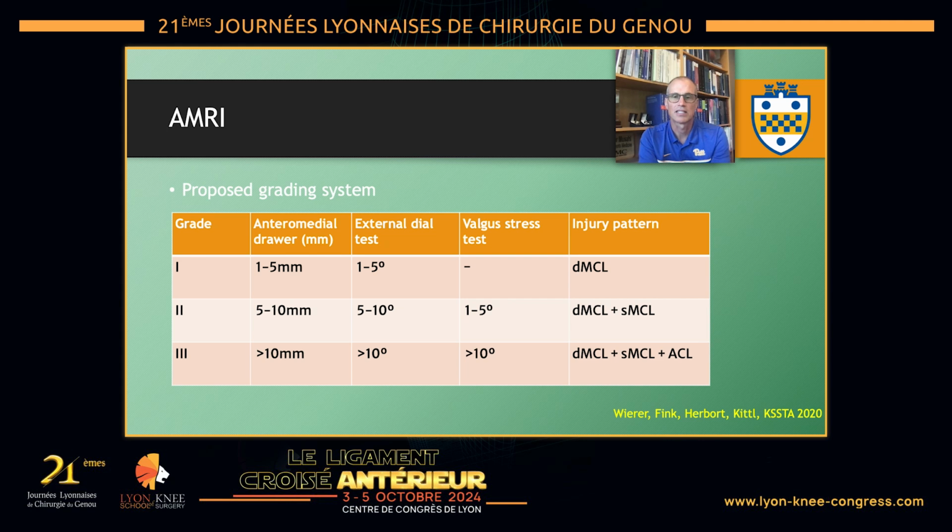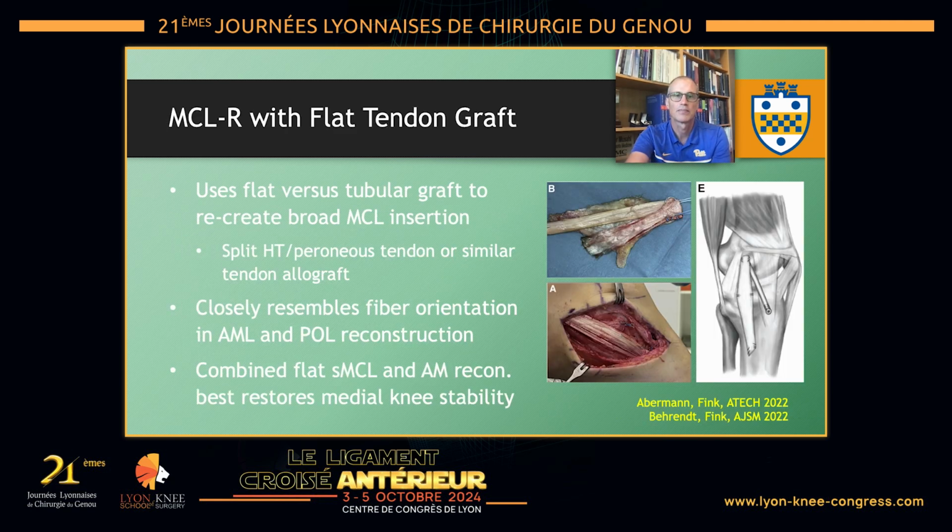And I think there's a nice little table from Christian Fink and Mirko Herbort just going through these stages, but this grade 1 is really the most tricky one because once you have a lot of valgus opening, it's very easy to assess. But you don't have a lot of valgus opening and just the deep MCL is injured, but you have increased external rotation, and the football players will not like this. So you can do, for example, this flat tendon graft. This is Christian's technique, but there are many other techniques as well, and it closely resembles the fiber orientation of both the AML and the superficial MCL.